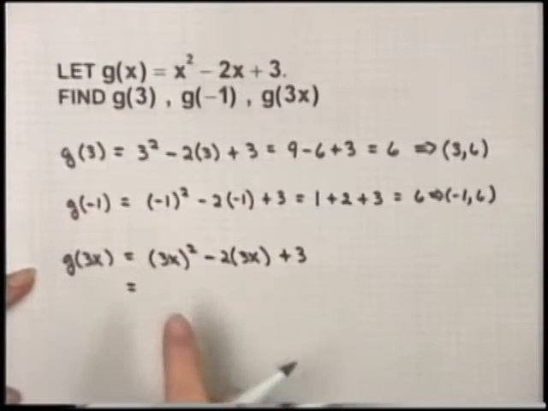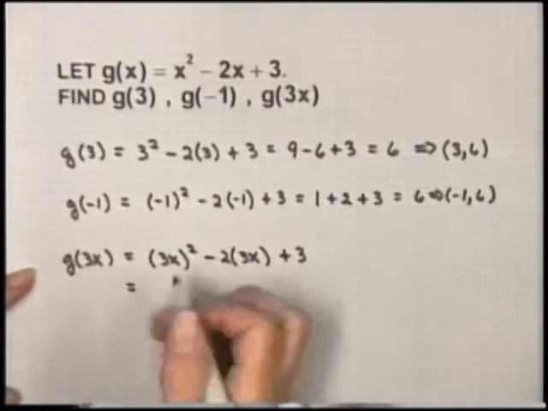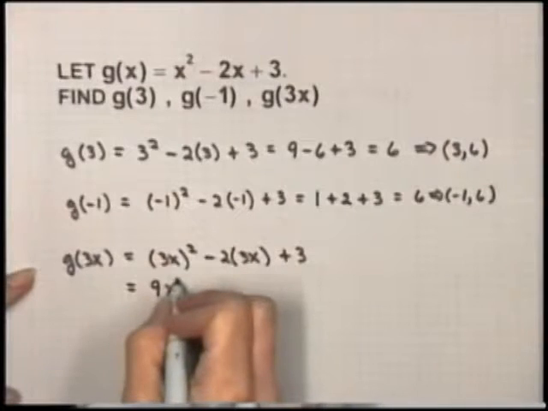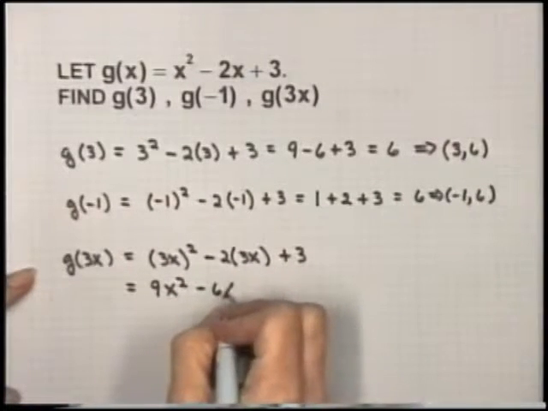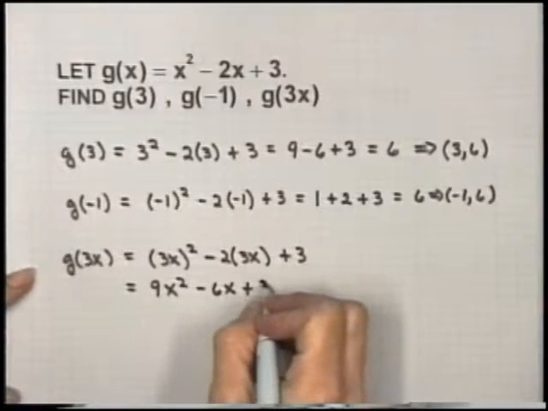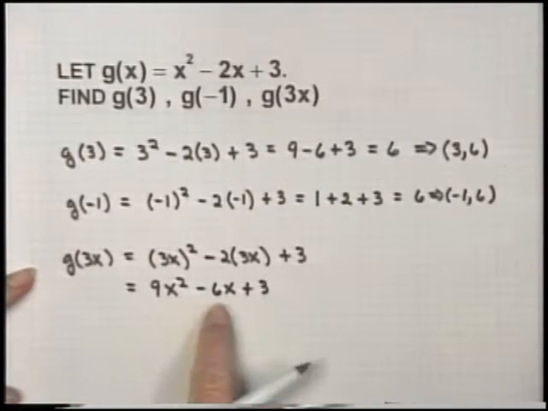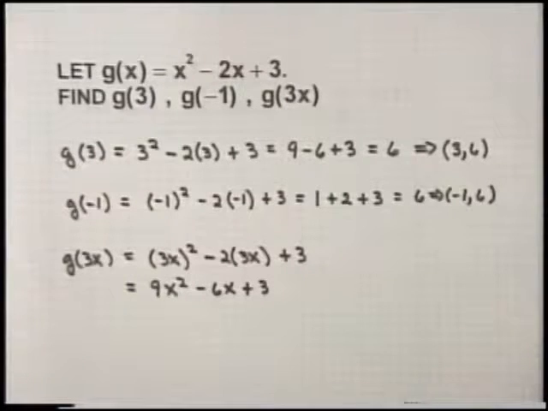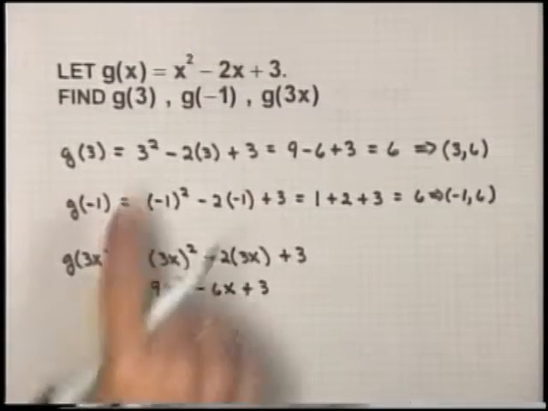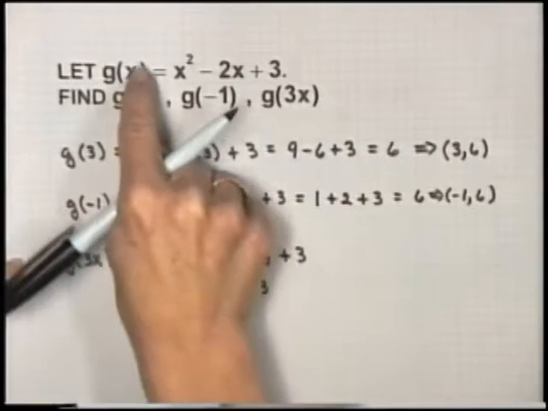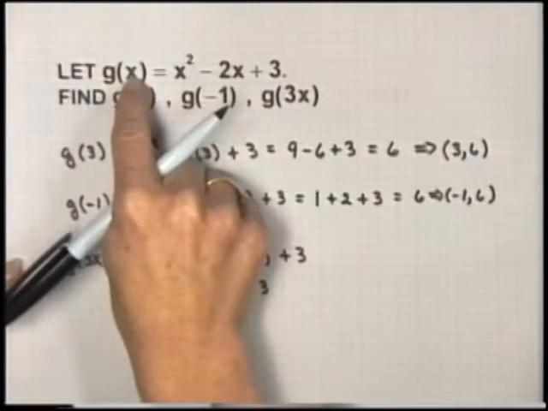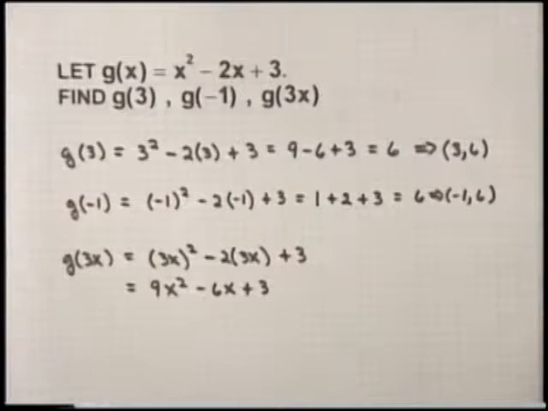Let's simplify. If I square 3x, I have 9x squared. Multiplying here, I get a negative 6x and bring down the plus 3. This is all the simplifying that I can do in this example. All we're doing, recall, with this function notation, whatever is inside the parentheses is a replacement for this variable in the original function.